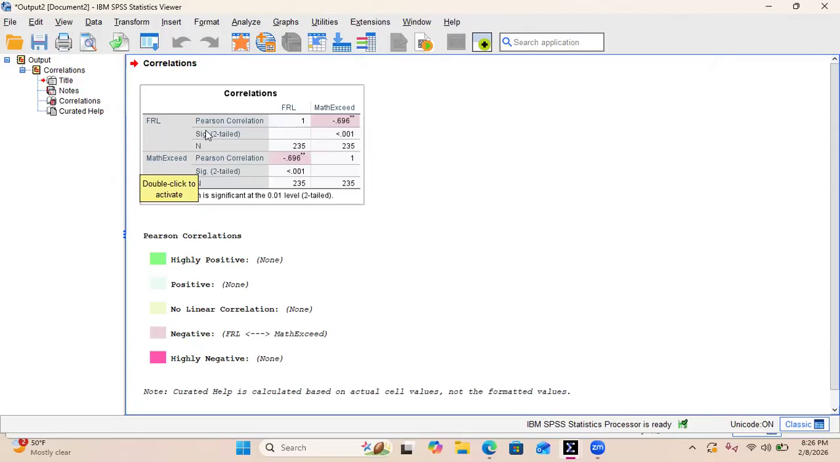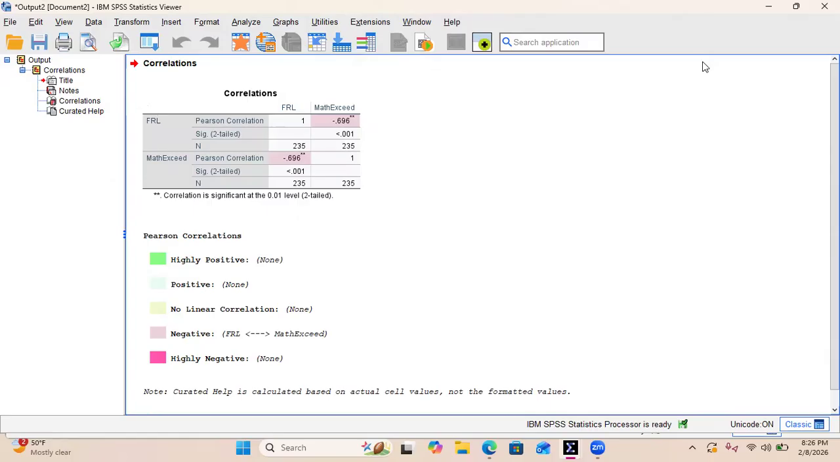So we can also tell from our significance, our two-tailed, it's less than 0.001. So since this number here is less than 0.05, there is a significant relationship between the free and reduced lunch and the math exceeding, and it just has a negative correlation among each other. So what that ultimately means is as the number of free and reduced lunch students gets higher, the fewer students would be scoring exceeding on the math performance level.